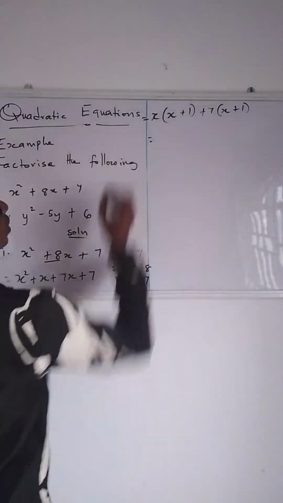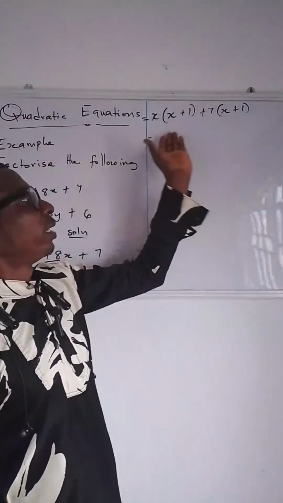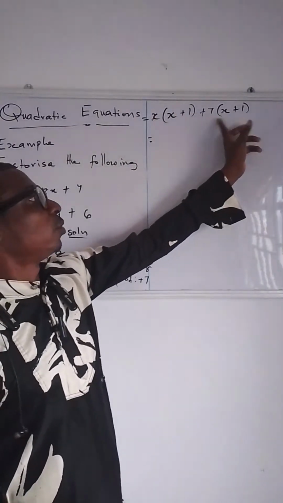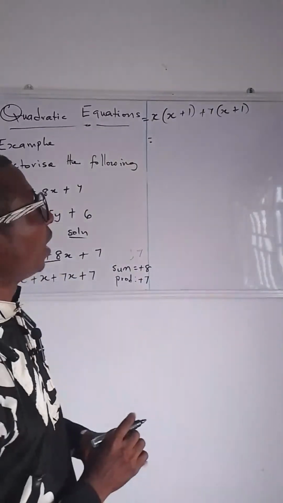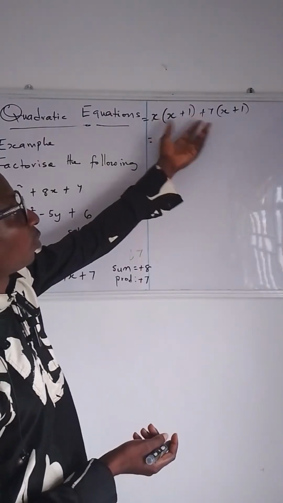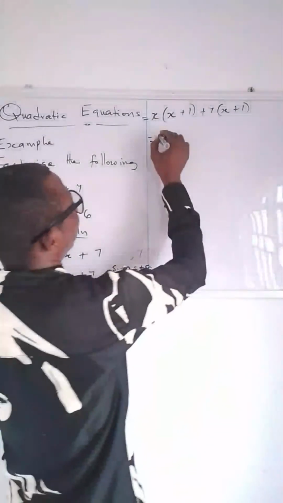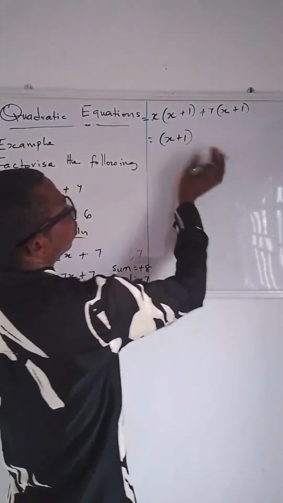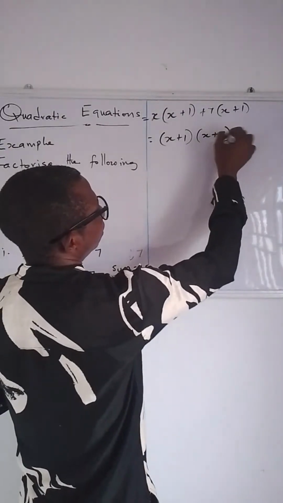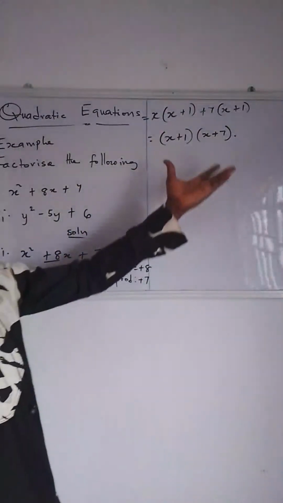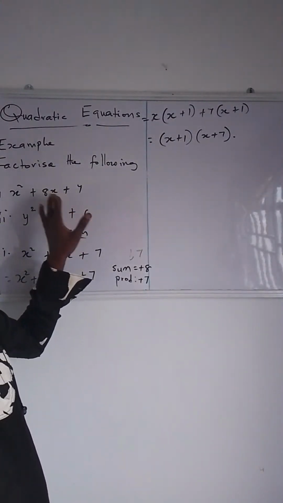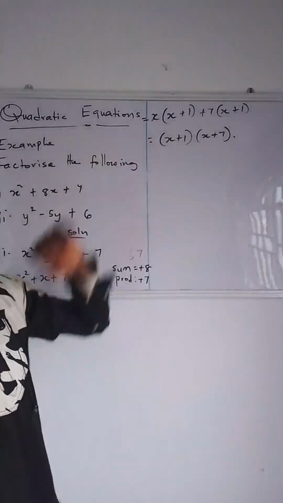Now, the next thing is to look for the common factor here too. Because we have two terms here, what can go here and can also go here? That is x plus 1, the x plus 1 we have in the bracket here. So we factor out x plus 1, and you are left with x plus 7. That's all. That is the answer to the problem. So now we have factorized this quadratic expression.